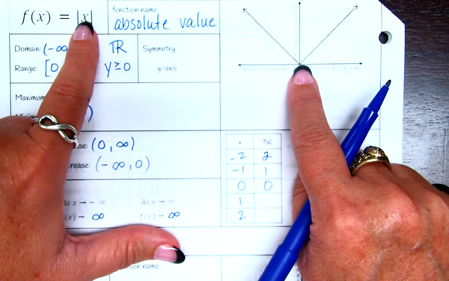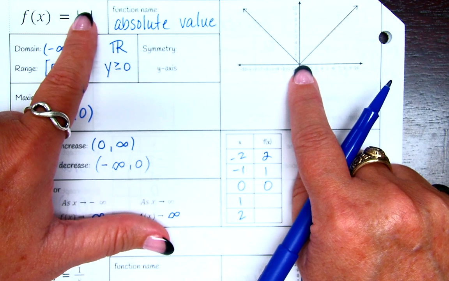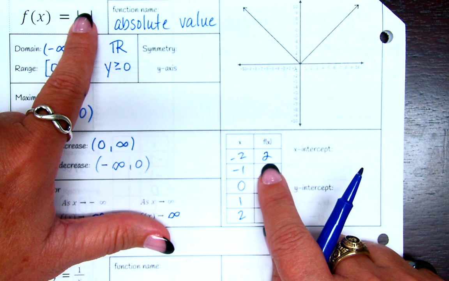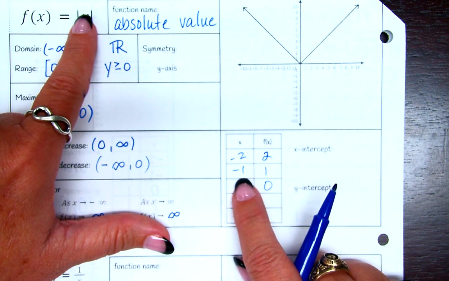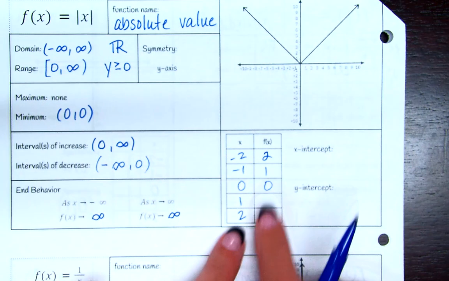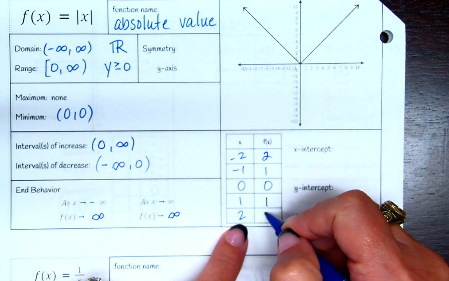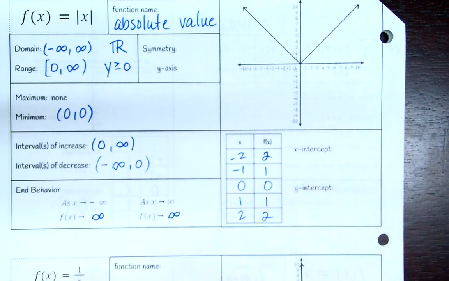Because I put a negative 2 in right there. How far is negative 2 away from 0? It's 2 spaces away from 0, right? How far is negative 1 away from 0? 1. How far is 1 away from 0? 1. And 2? 2. Okay?